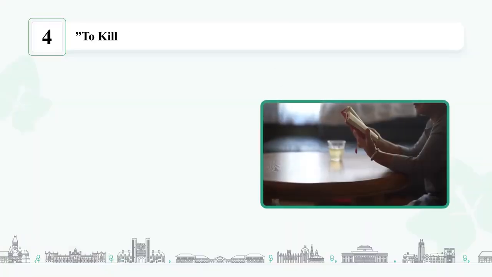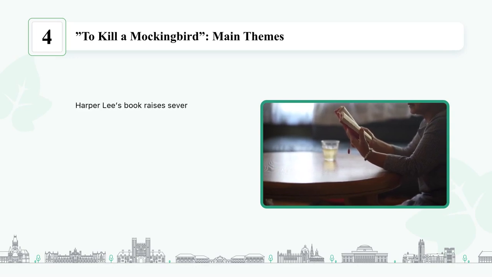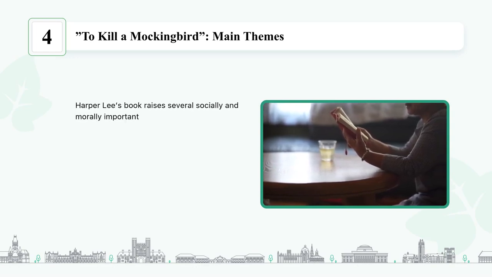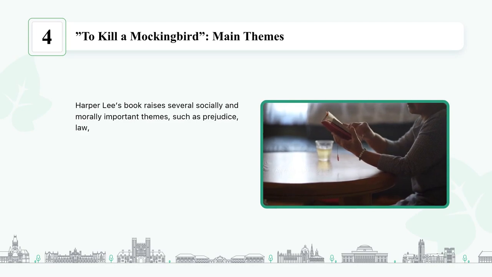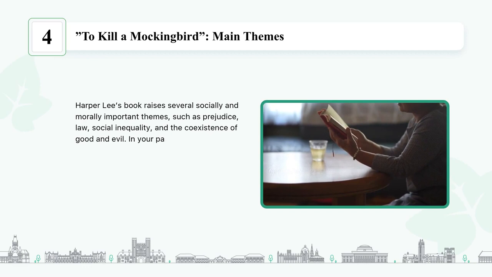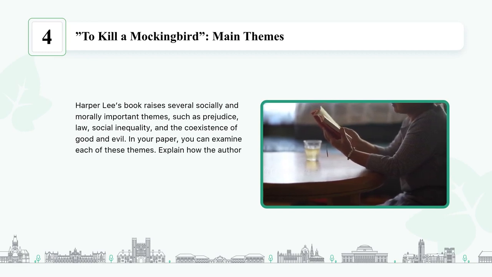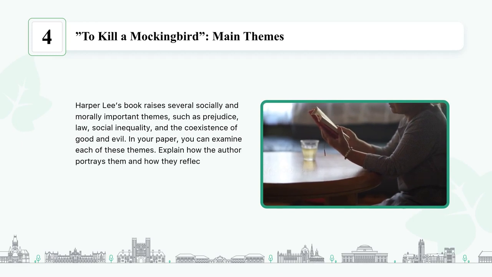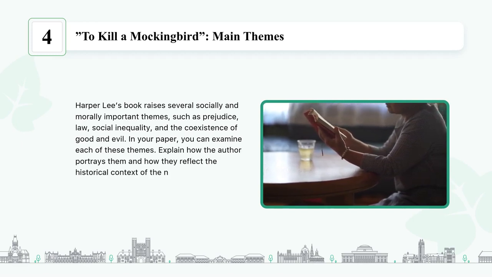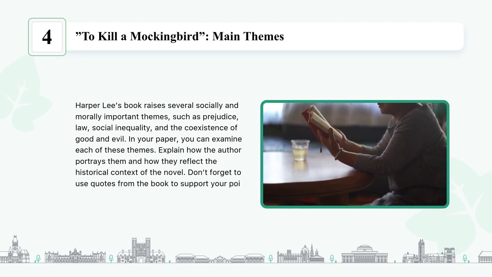To Kill a Mockingbird, Main Themes. Harper Lee's book raises several socially and morally important themes, such as prejudice, law, social inequality, and the coexistence of good and evil. In your paper, you can examine each of these themes. Explain how the author portrays them and how they reflect the historical context of the novel. Don't forget to use quotes from the book to support your point.